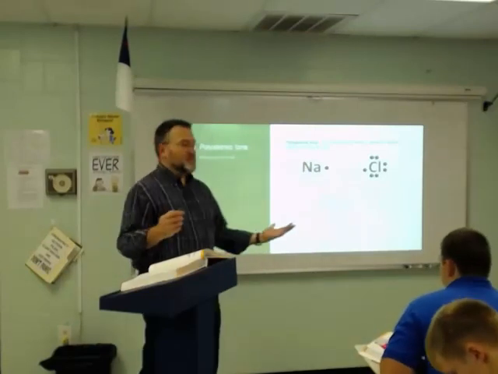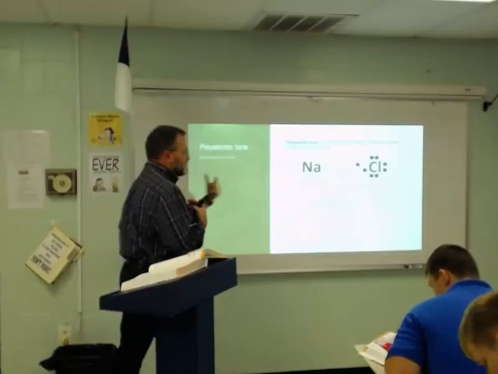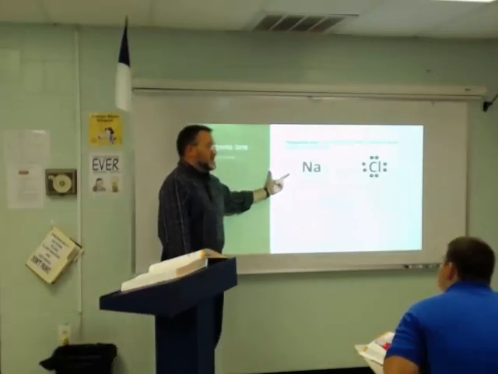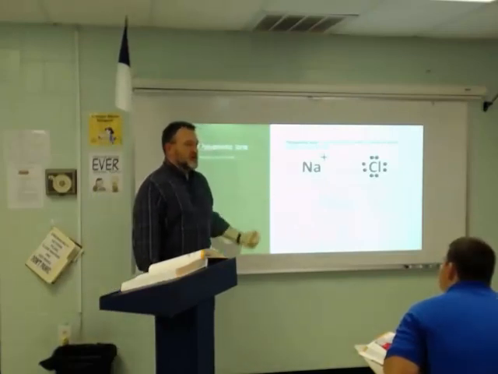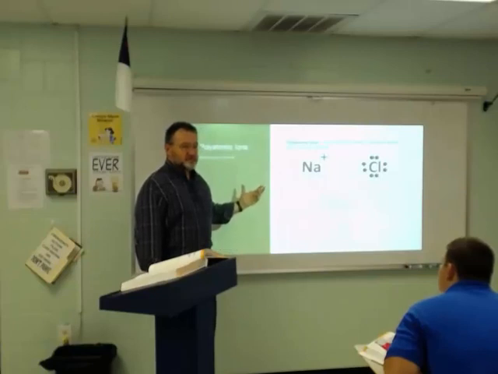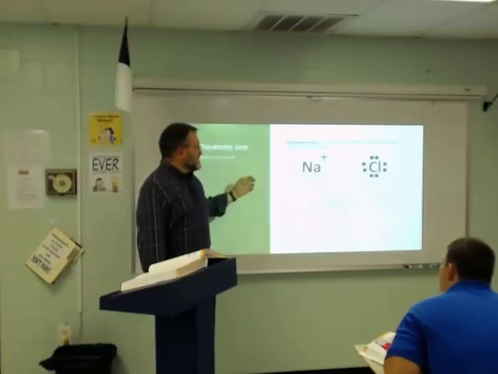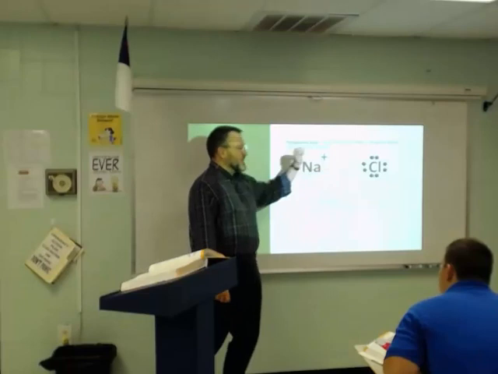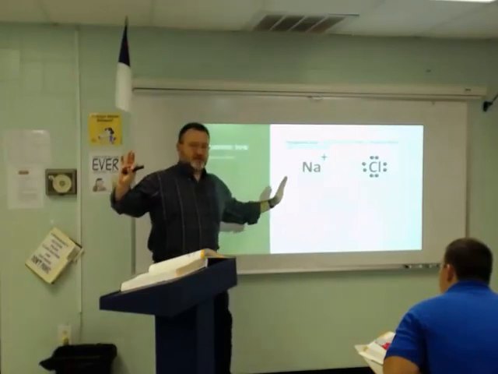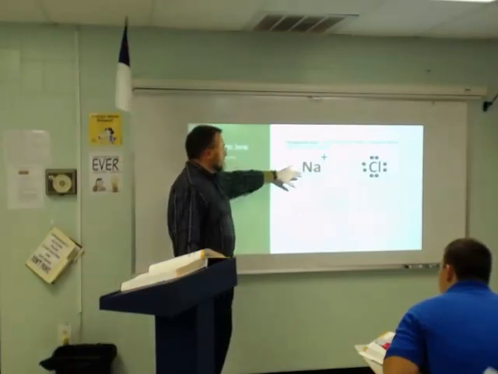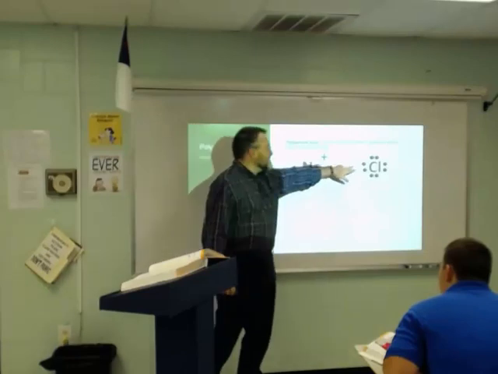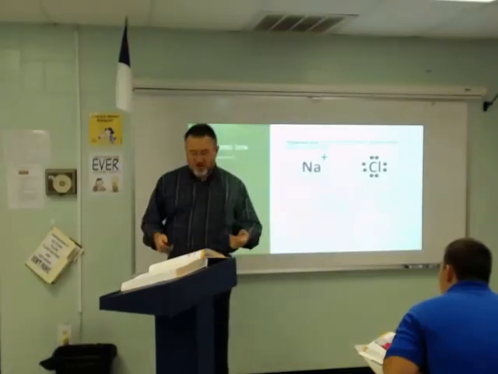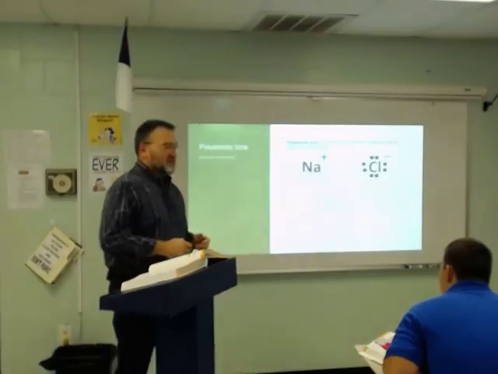So we say, hey, we can work something out here. Why don't I just donate my electron to you, chlorine? And sodium becomes, at that point, a positive charged ion. It becomes a cation. When sodium donates its electron, it gives it away. It no longer lays claim to it. Gives it away, it becomes a positive. Chlorine receives the negative electron, and so it now has a net charge of negative.